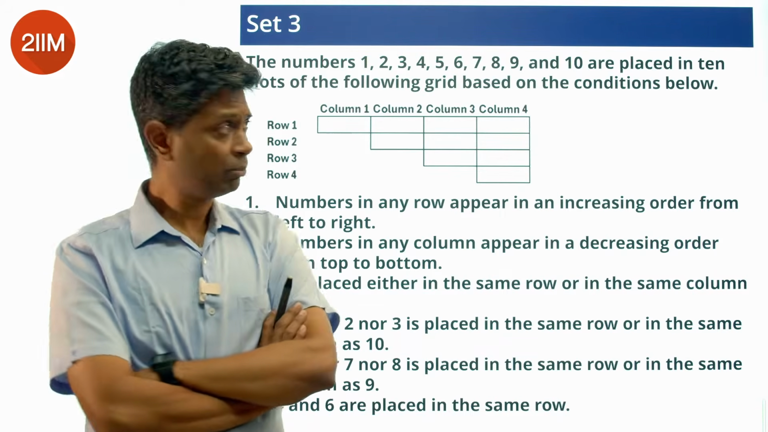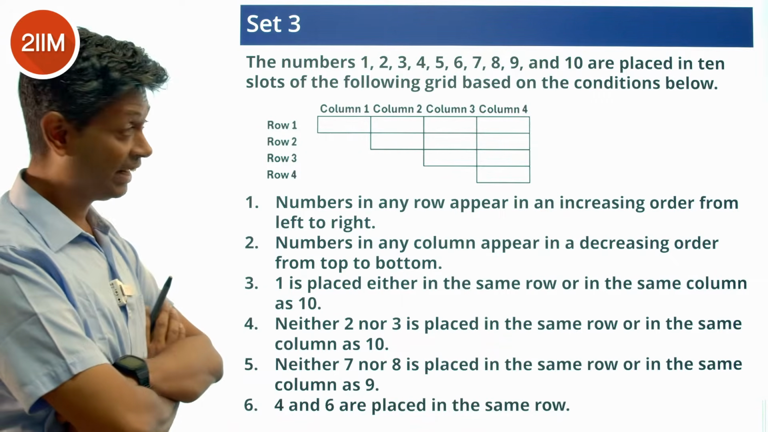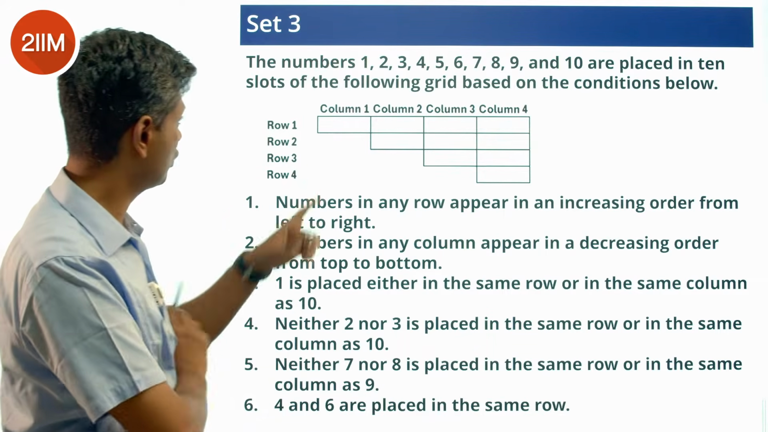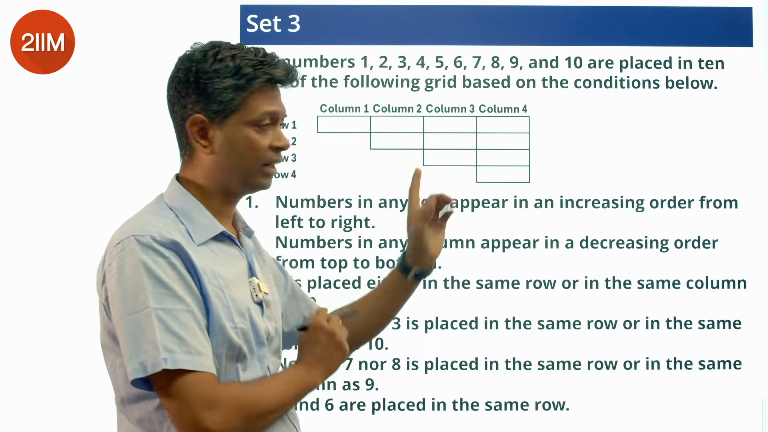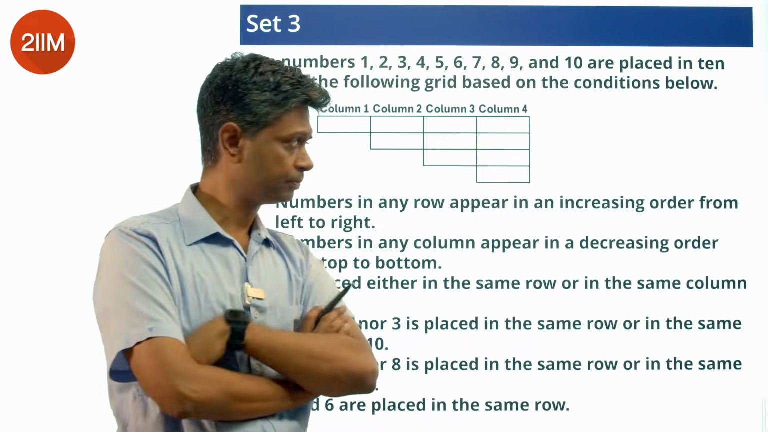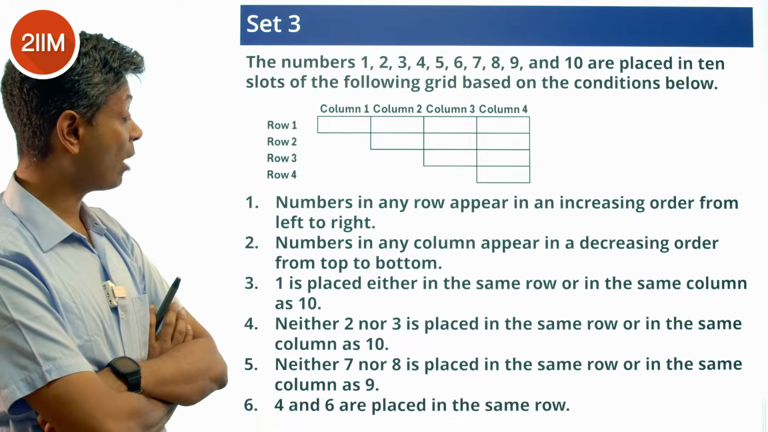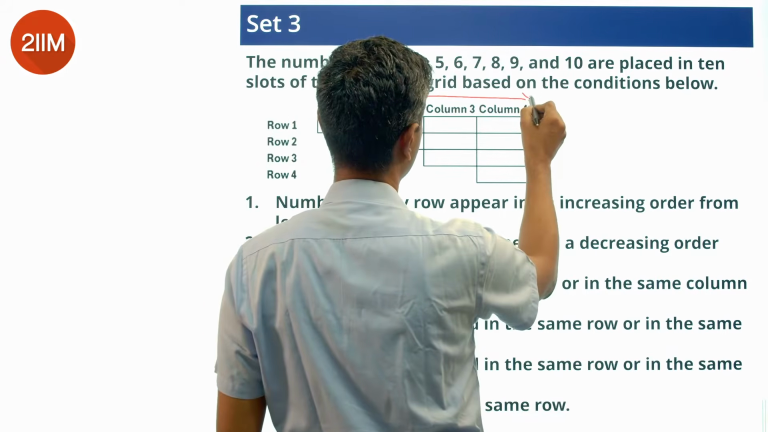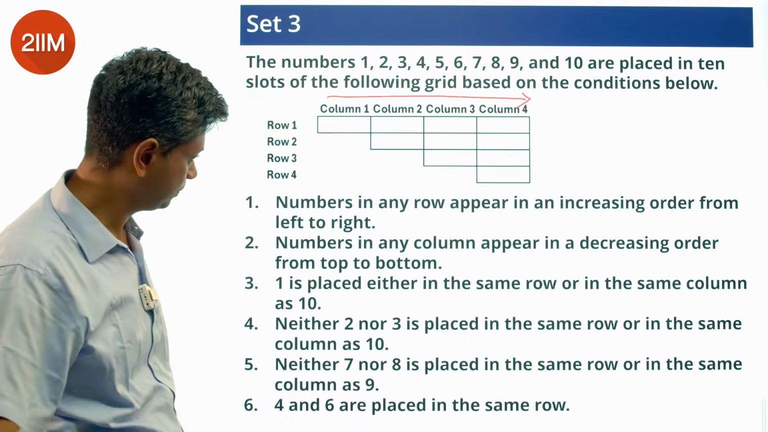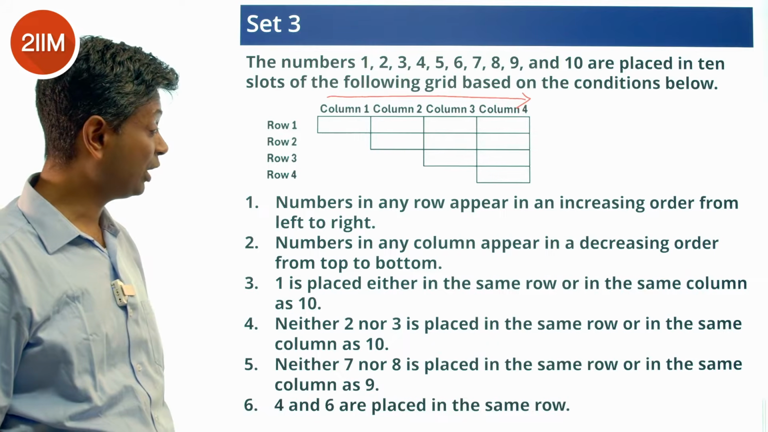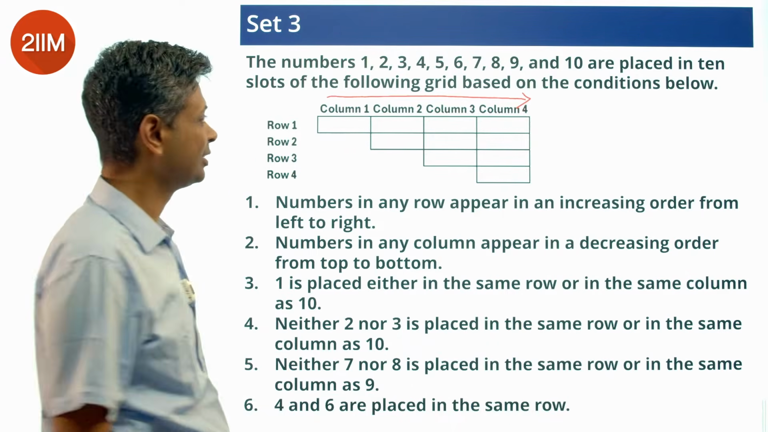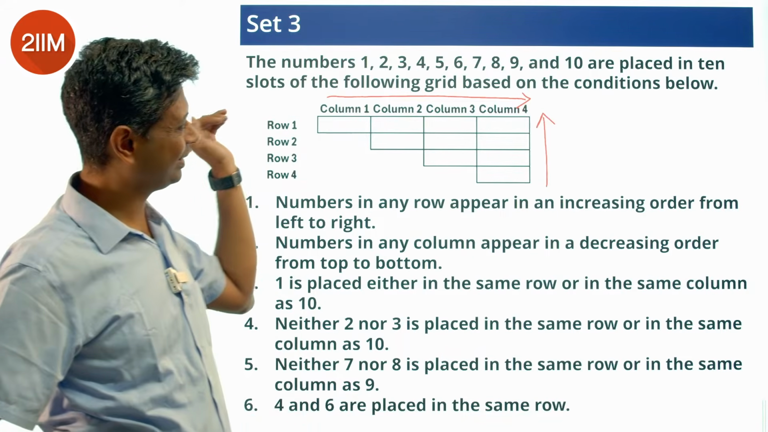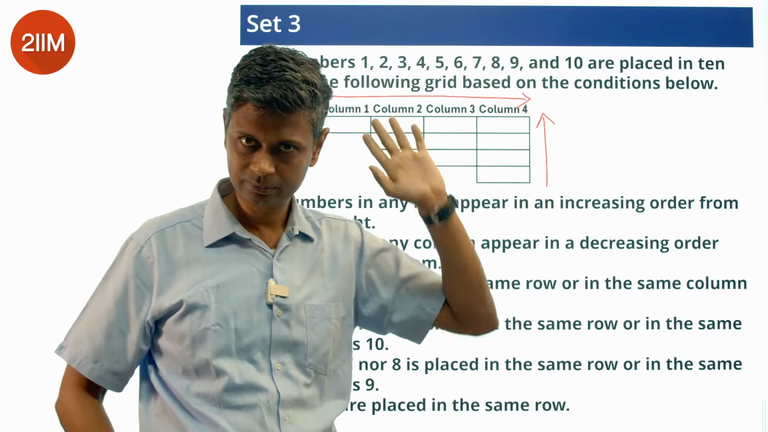Set 3. The numbers 1, 2, 3, 4, 5, 6, 7, 8, 9 and 10 are placed in 10 slots on the following grid based on the conditions below. 4 in the first row, 3, 2, 1. Numbers in any row appear in increasing order from left to right. Numbers in any column appear in decreasing order from top to bottom, or increasing from bottom to top. It increases this way, it increases this way.